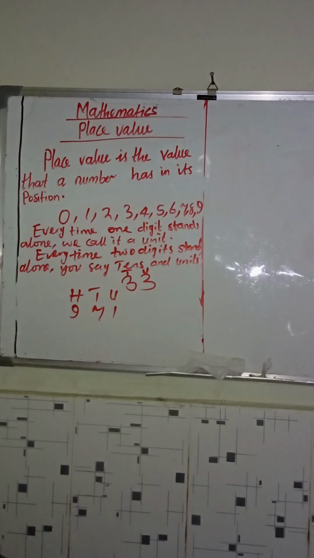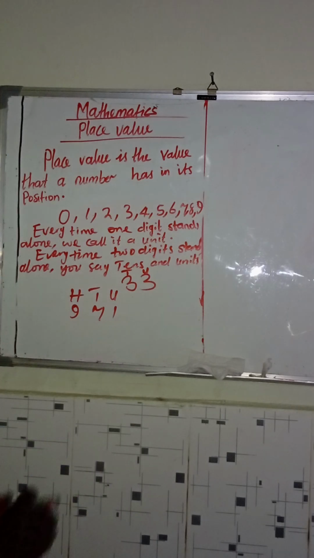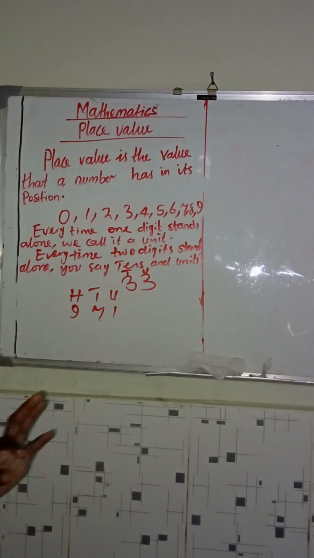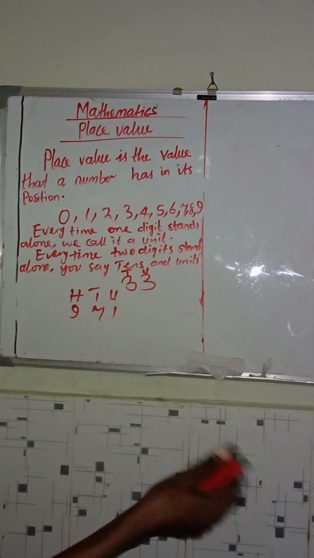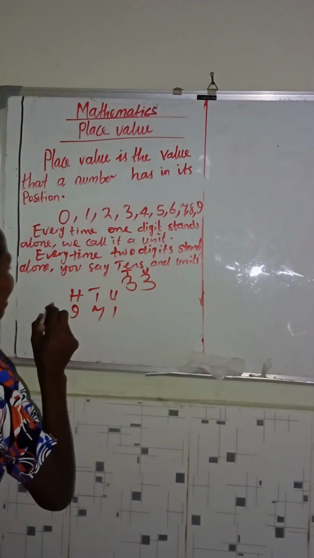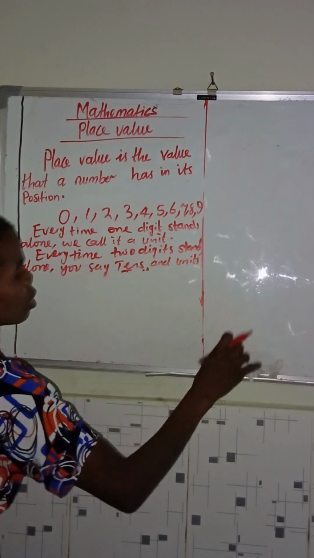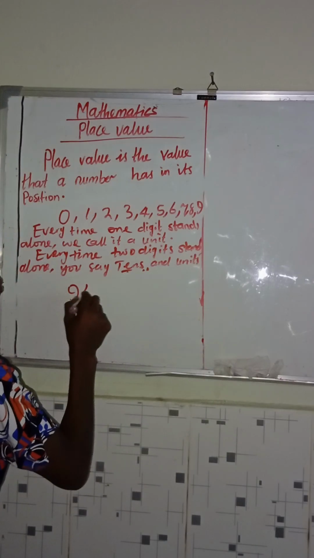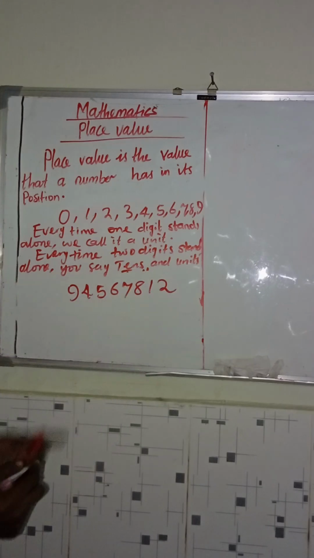Do you understand? And then you need to know that these are just placeholders. So how would I be able to recognize or to pronounce or to call a particular number, especially when the numbers are long? When they are in threes, you already know they are hundreds, tens, and units. So what if we have something like 9, 4, 5, 6, 7, 8, 1, 2?